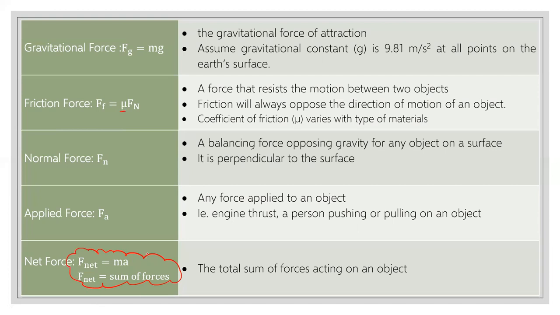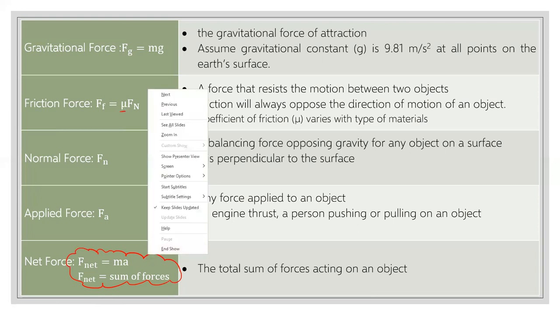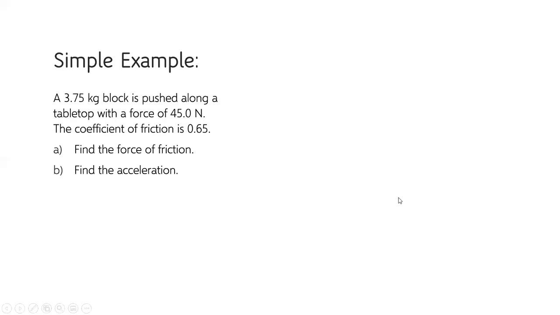All right, so a couple of calculation questions just to go through here. Simple example. The first examples on your assessment are all the simple kind. Always start with a diagram first. So we have a 3.75 kg block pushed along a tabletop with a force of 45 newtons. Coefficient of friction is 0.65. We want to find the force of friction and acceleration.